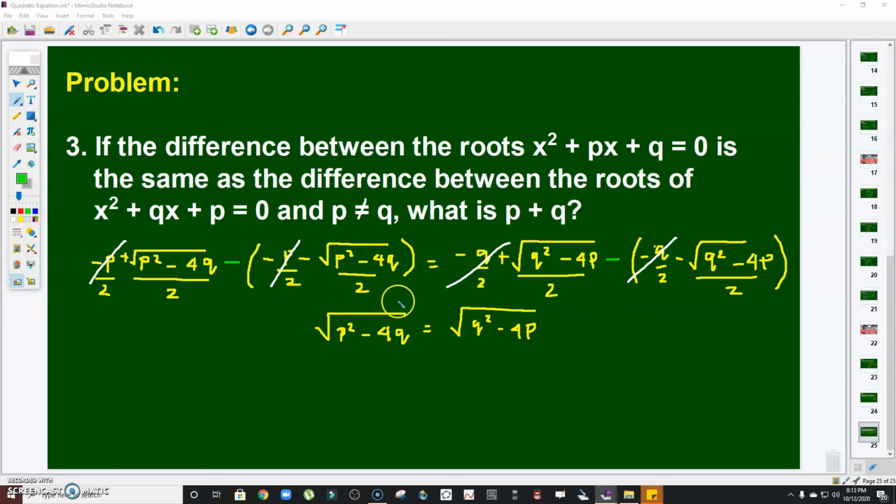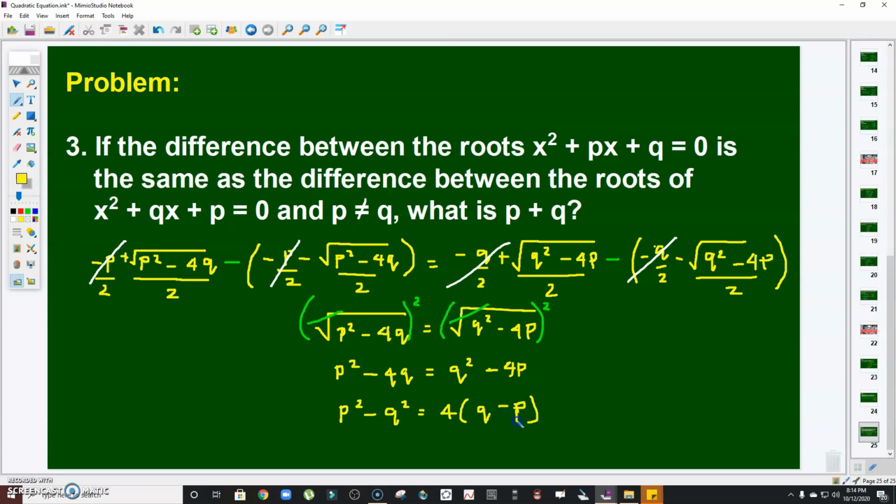Okay. Square natin both sides. Alright? Square ko both sides. So, maka-cancel yung square root. Okay. So, what will be left here is that p squared minus 4q is equal to q squared minus 4p. There you go. Okay, take note, ang tanong natin, what is p plus q? So, therefore, by manipulation, I'm going to combine terms na naka-square. So, I'm going to have p squared minus q squared equals 4q minus 4p. Factor out ko na yung 4. I hope nakakasunod pa. There you go.